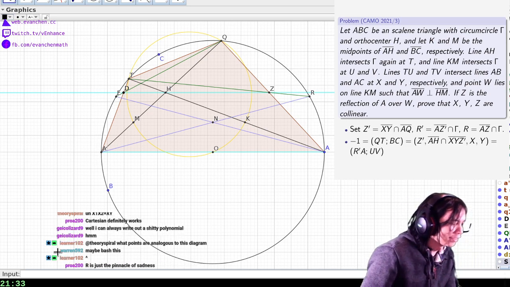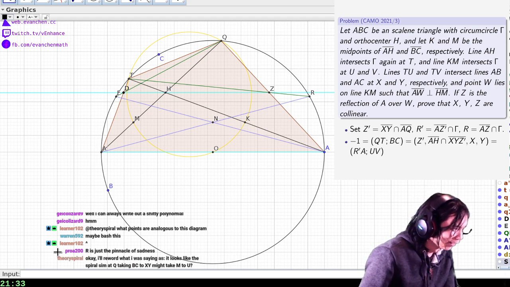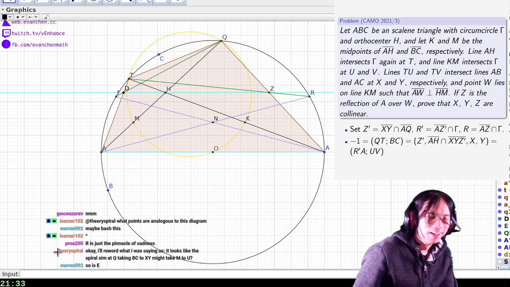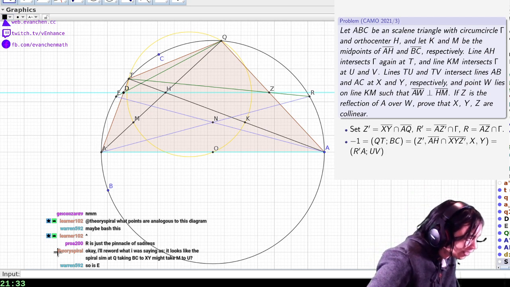Maybe bash. You guys think I should just go for the coordinates? BC to XY might take M to U. I really don't want to add UVXY back.